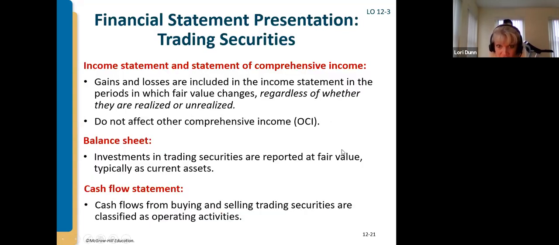Financial statement presentation. Gains and losses, one more time, are included in the income statement in the period in which the fair value changes, regardless of when they sell them. This does not affect other comprehensive income, meaning the gain or loss from the fair value increasing or decreasing always gets reported directly on the income statement. We always report these investments at fair value in the current asset section. I'm not worried about cash flow.